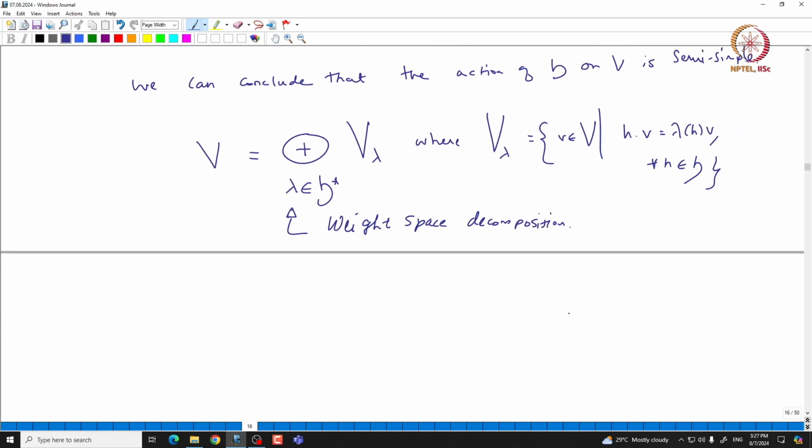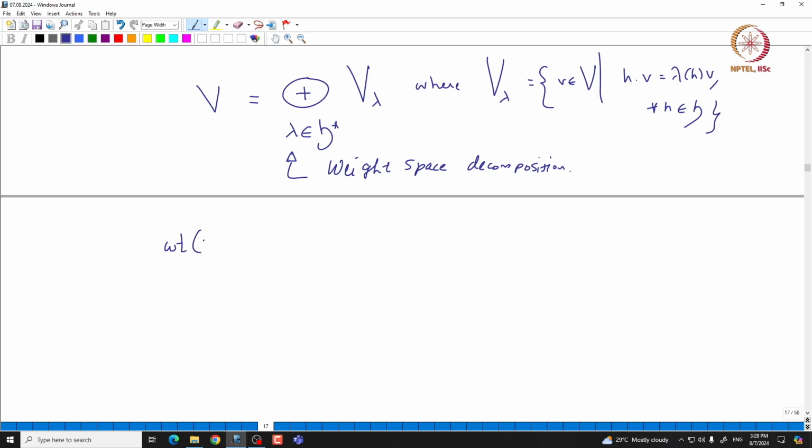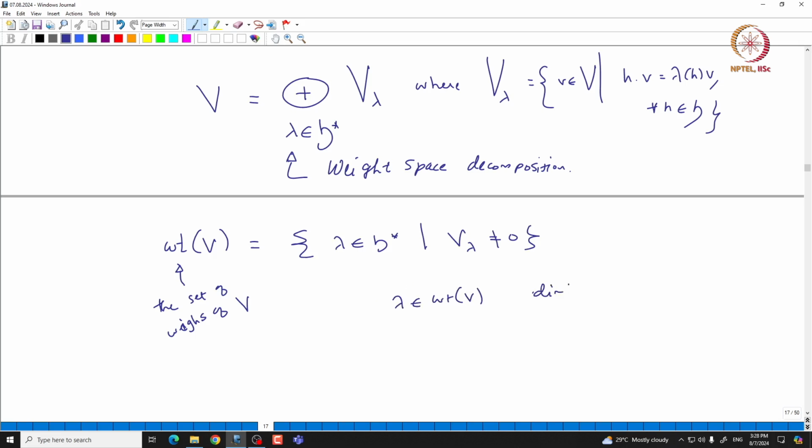And of course, generally the V_lambdas are called weight spaces, but we will be only interested in the spaces which are non-zero. That is why we write the set of weights of V, Wt(V), to be those lambda in H star such that V_lambda is non-zero. Okay. And for any given weight lambda, the dimension of V_lambda is called the multiplicity of the weight lambda inside V. Okay. So, these multiplicities again play a very big role in representation theory.